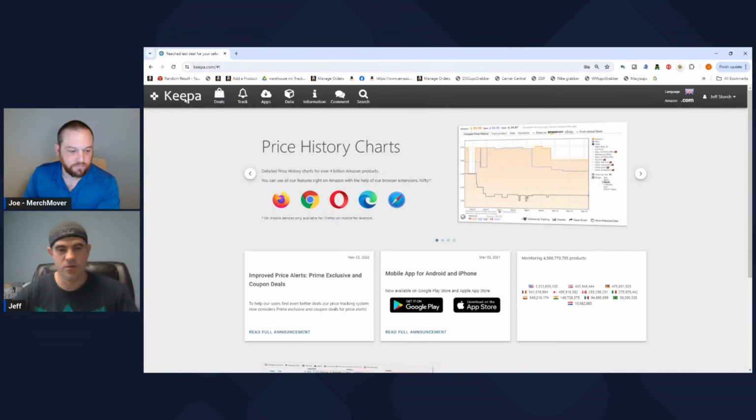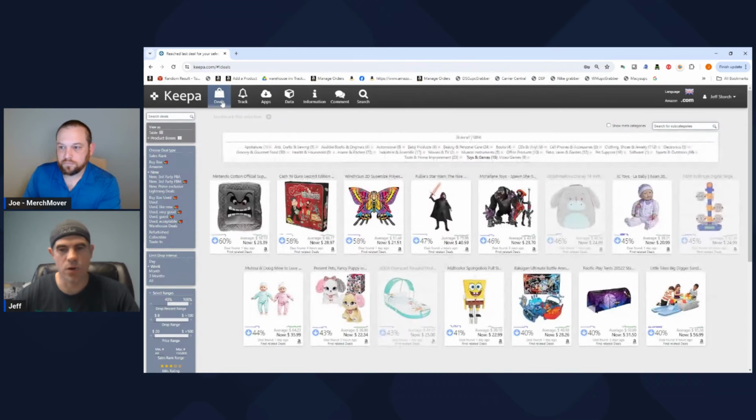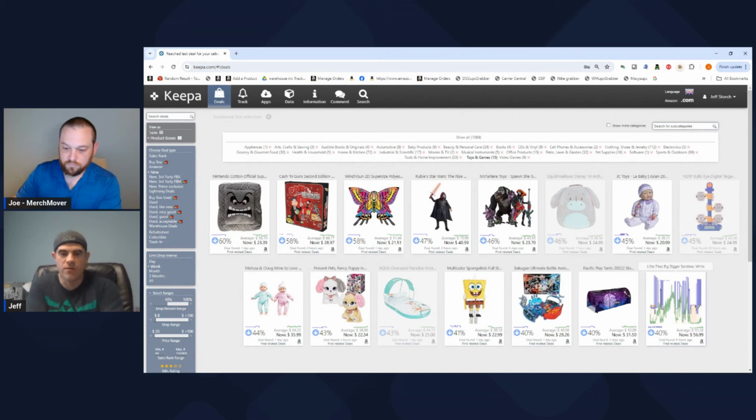Keepa, obviously use Keepa for a lot of different things. If you go to the deals section, that's where you can configure to try to identify things when prices drop. Ultimately, what we're looking for is items that have dropped temporarily from the average price.